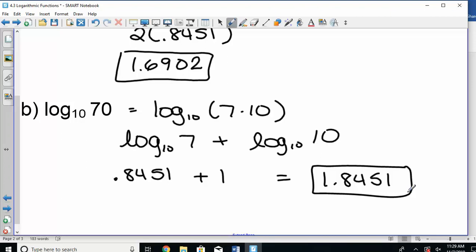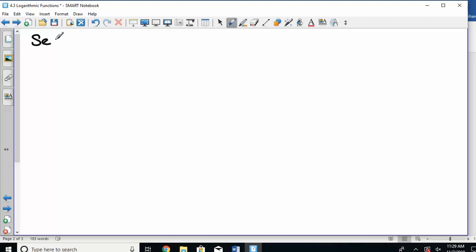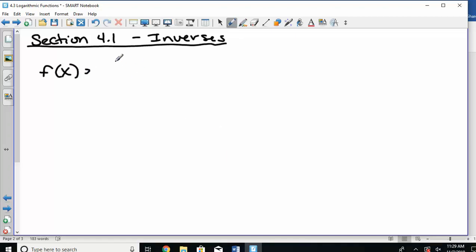Okay, I want to do some review for the quiz, if that's okay with everybody. Section 4.1 was when we talked about inverses. So what types of functions had inverses? One-to-one. The y couldn't repeat for it to have an inverse. Let's say I gave you, I'm going to give you a few minutes to try and see what you remember. I want you to find the inverse.